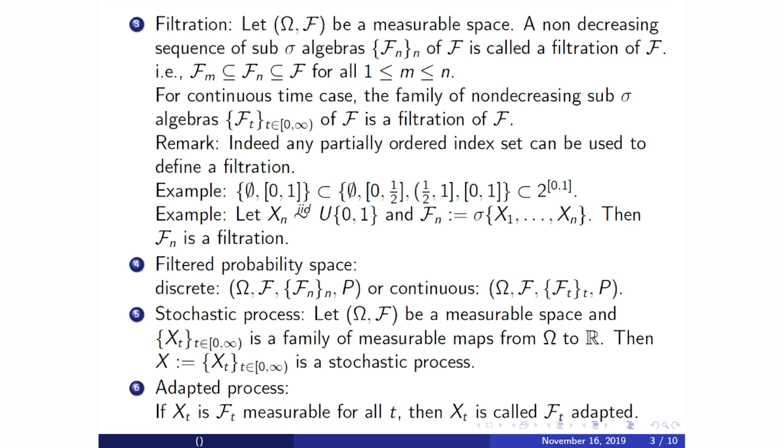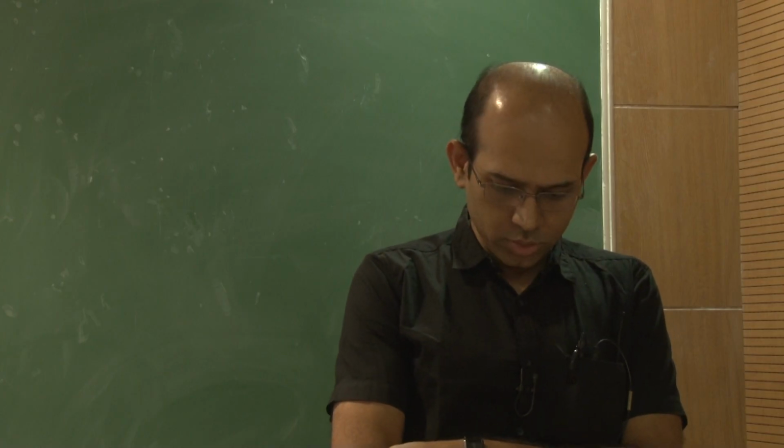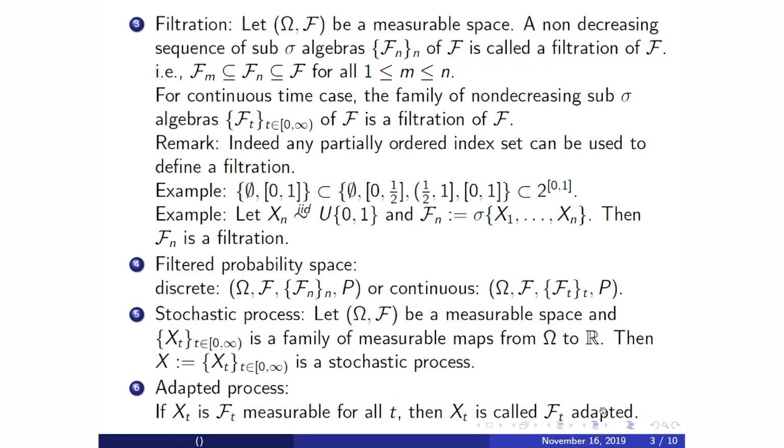Now, adapted process. So, if Xt is Ft measurable for all t, then Xt is called Ft adapted. So, this name we should remember, because we are going to use this heavily throughout the course. When you say Xt is Ft measurable for all t, we mean not the particular random variable Xt at time t, but the process X throughout the timeline, and Ft is not a particular sigma algebra, but the collection of sigma algebras, the whole filtration. So, the better notation is actually putting a curly bracket on both sides here and here.